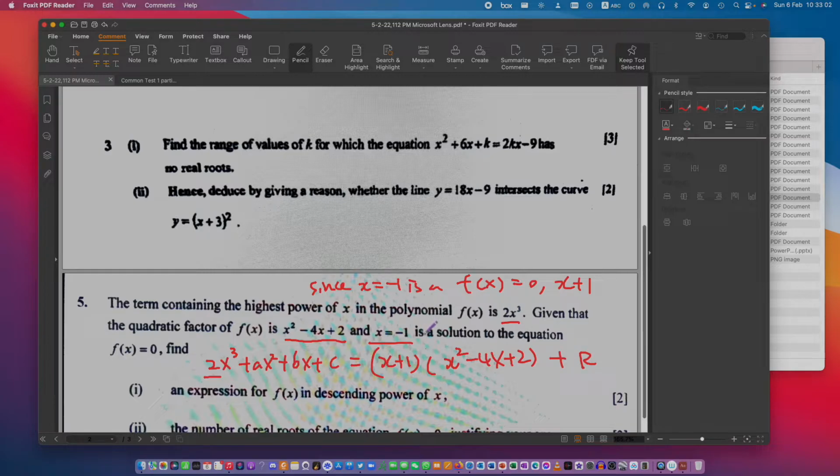So then you somehow realize that something is missing here, because no matter what you do, you will not end up with a 2x cubed. So you need to give a 2 here. If you give a 2 here, how do you get a negative 1 out of here? So it will be plus 2. Wait, I'm confused now.